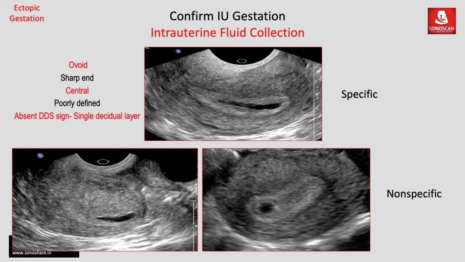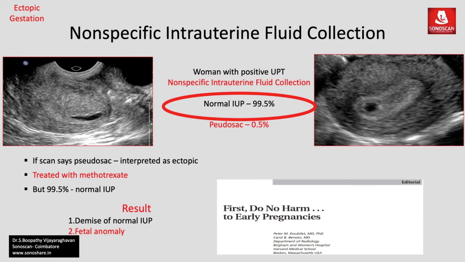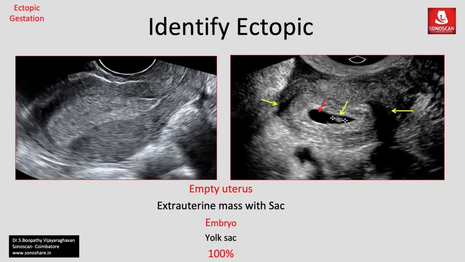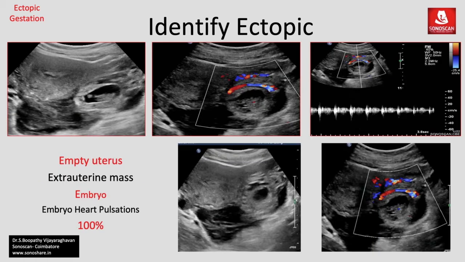Then that rules out intrauterine gestation. But first, do no harm to early pregnancies. So as a result, you should not use the word pseudo gestational sac. It is very specific for ectopic gestation.